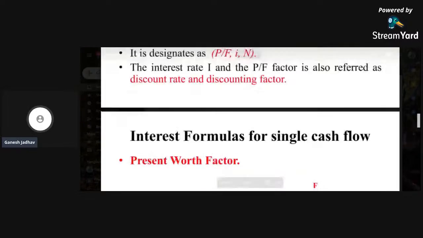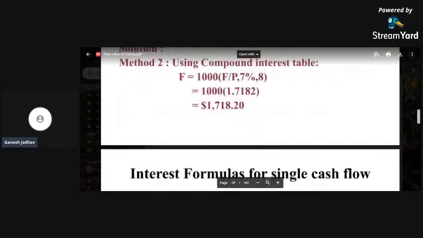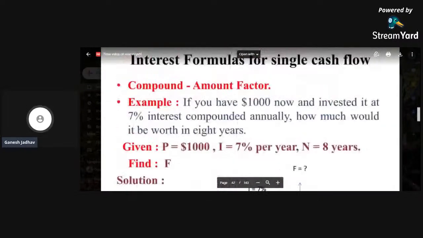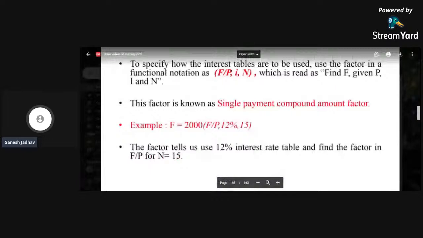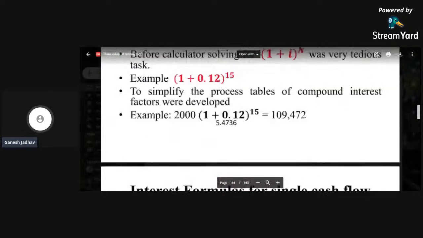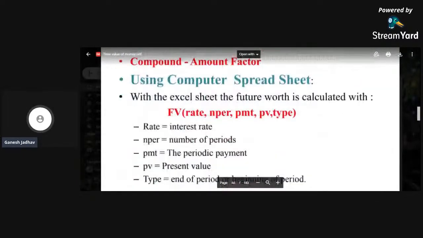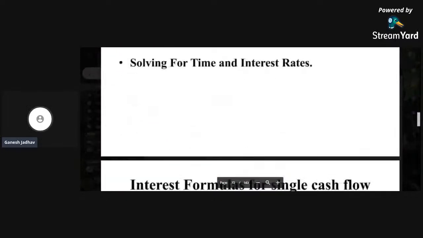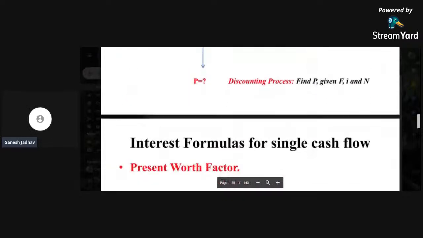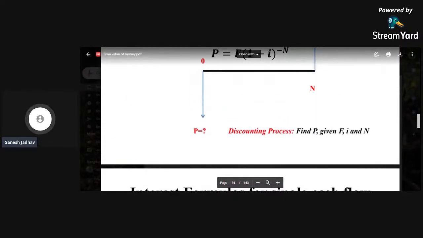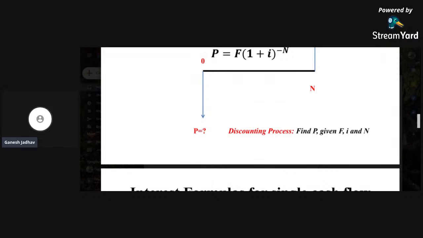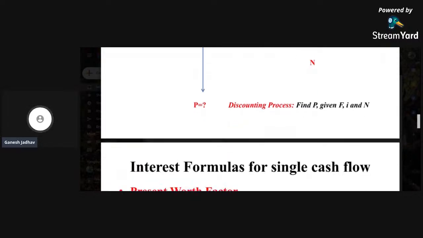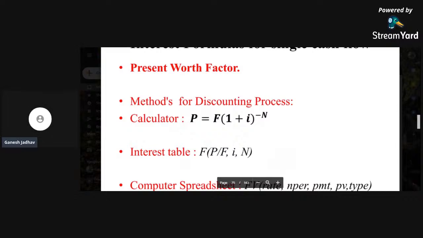First process, what? This is your compounding process, where you find out the value of F. But in this particular process you have to find out the value of P, hence it is known as the discounting process. Then what is the method to find out the discounting process? By using the calculator.